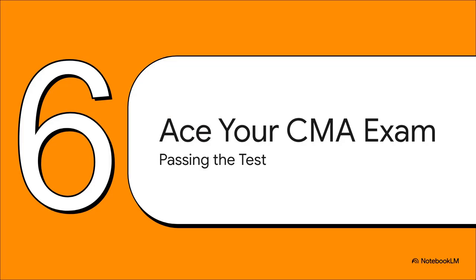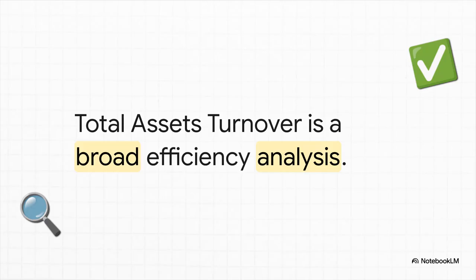Finally, let's wrap things up with Section 6, Ace Your CMA Exam. Let's tie all this detective work back to your main goal, passing the test. The exam absolutely loves testing this ratio because it represents the broadest, most comprehensive efficiency analysis out there. It tells this sweeping story about how well management leverages literally every single dollar at their disposal, whether that dollar is tied up in inventory, heavy machinery, or just sitting in cash.